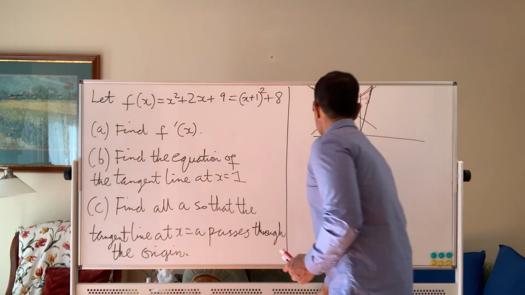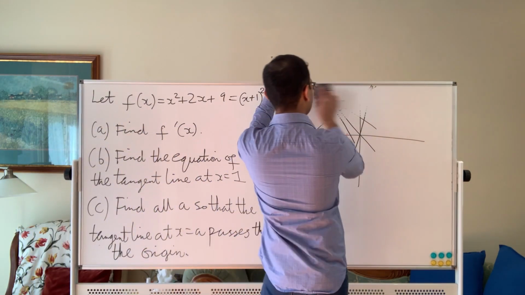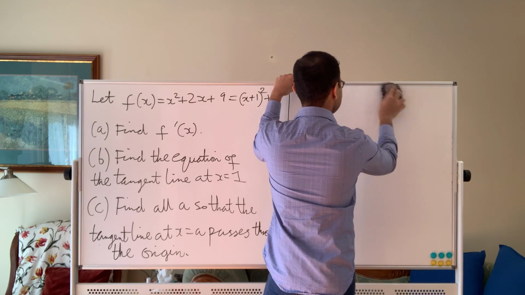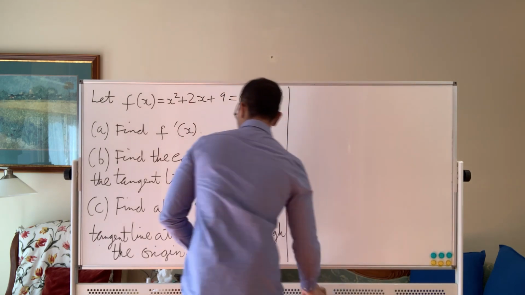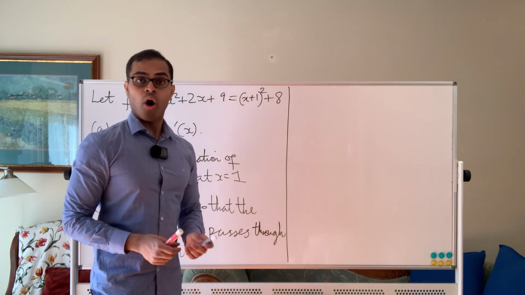So what I'm going to do is now work out how we're going to figure the answer to this question out, okay? So we need to solve for something that is going to now be a second variable, okay? So we want to find all a, so the tangent line at x equals a passes through the origin, okay?